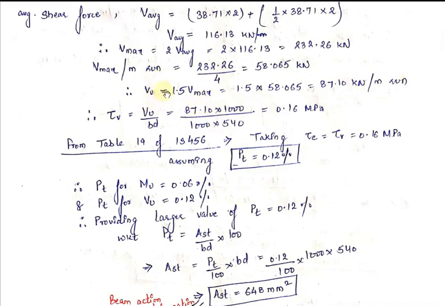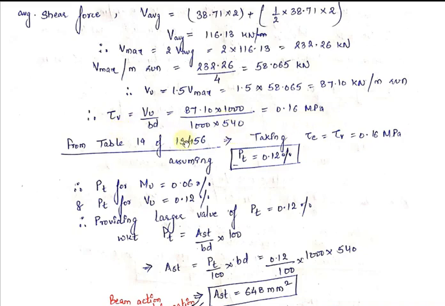Now, with the help of this VU, ultimate shear force, we will find out the value of tau V, which is VU upon bd. See, the value has come in kilonewton. So in this formula, we will convert it into Newton so that the value of tau V comes in Newton per mm square, that is MPa. So we will take every unit in Newton and mm. VU will be into 1000 newtons. Width is 1 meter because we design for 1 meter width, so 1 meter is 1000 mm. D we already calculated, the value is 540. So the value of tau V will come out to be 0.16 MPa.